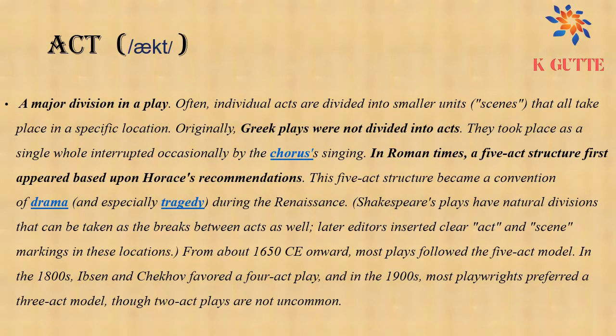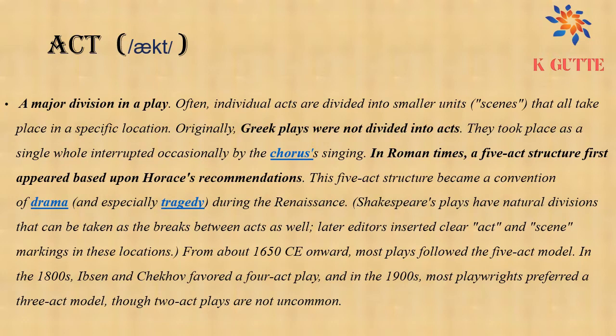Act. What is act? Act is a major division in a play. Often individual acts are divided into smaller units, scenes, that all take place in a specific location. Originally, Greek plays were not divided into acts. They took place as a single whole, interrupted occasionally by the chorus singing. In Roman times, a 5-act structure first appeared based upon Horace's recommendations. This 5-act structure became a convention of drama, especially tragedy during the Renaissance.